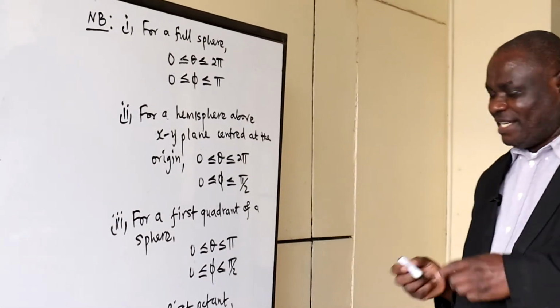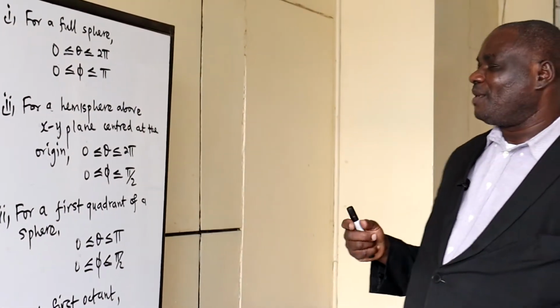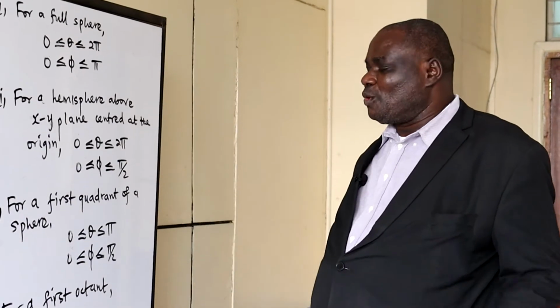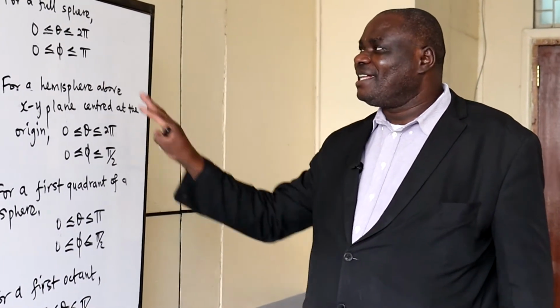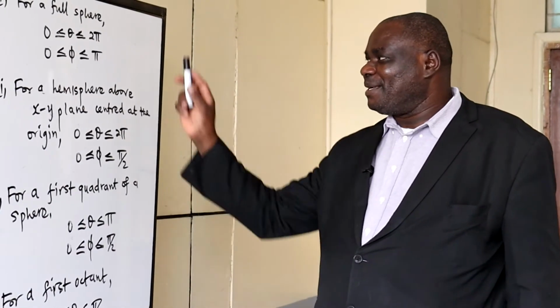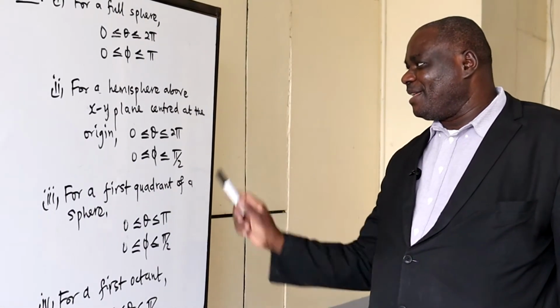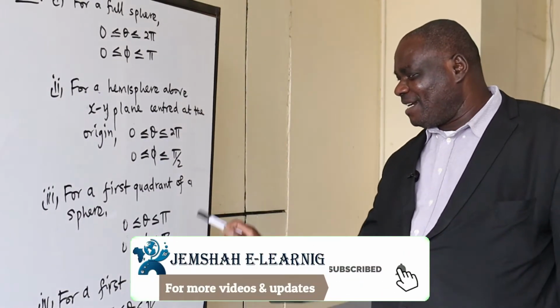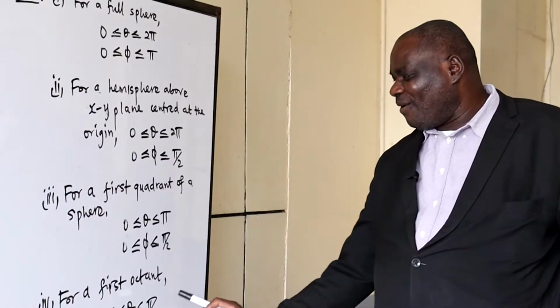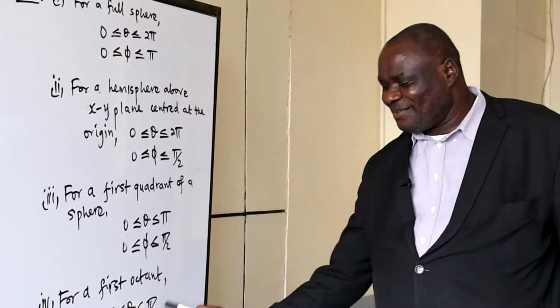So this will help us when dealing with the different portions of a sphere. When you need a full sphere, that's how you use those limits. When you're dealing with the hemisphere above the xy plane, these ones. For a first quadrant, we use this. For a first octant, we use those.